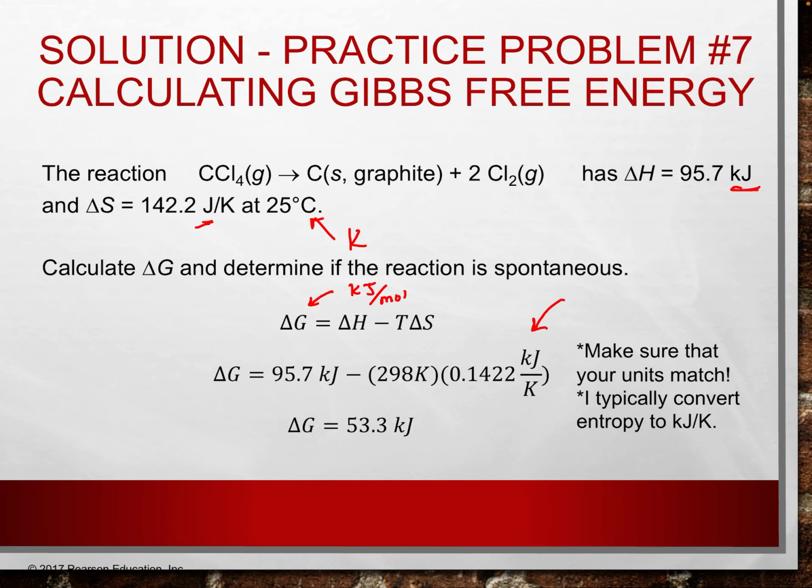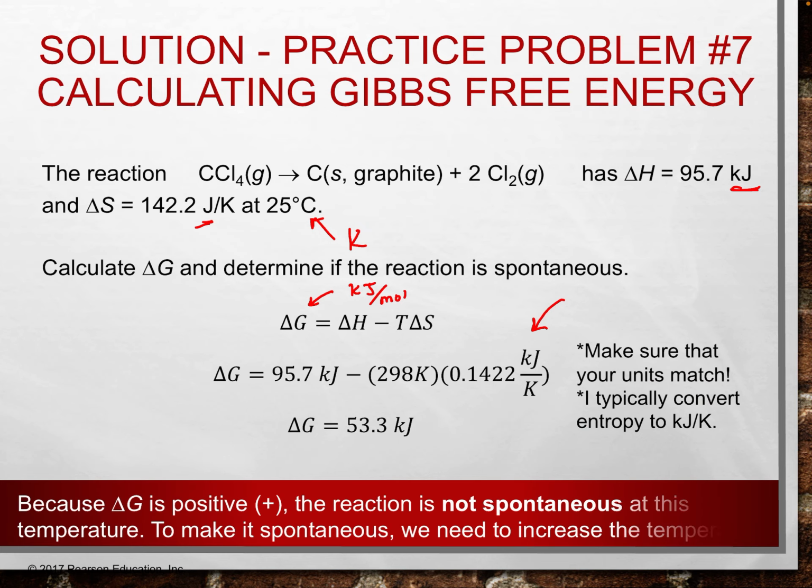So we can go ahead and math this out, and we get that delta G is 53.3 kilojoules. And if we look at what this means, right, delta G is positive. That means this reaction is not spontaneous at this temperature. So what needs to happen is we need to increase the temperature to make this term bigger so that our delta G will end up negative, because we can't affect this delta H. There's nothing we can do about that. It's always going to be positive. The only thing we can change is we can start to increase the temperature to make that term larger.